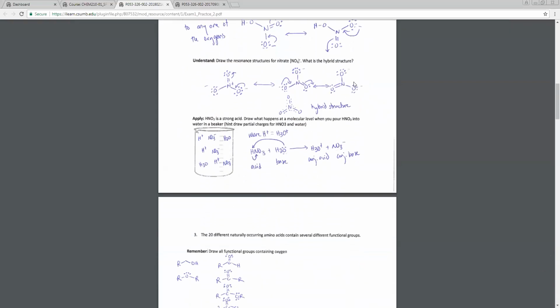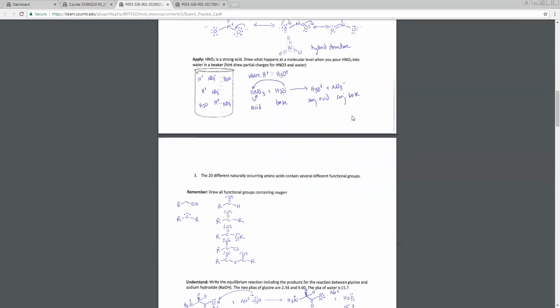If you draw your resonance structures, one of the things that you're going to recognize is you could take the average of all of those, and that would be your hybrid structure. This hybrid structure simply shows that at any given point in time, my electrons will be along this path between the oxygens. So HNO3 is a strong acid, so I'm showing the dissociation into H+ and NO3-.